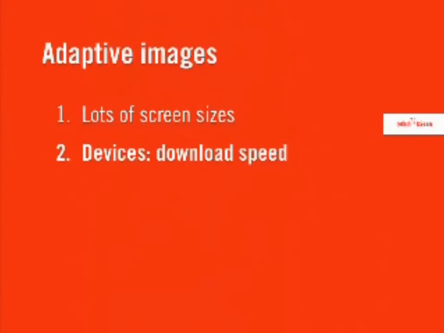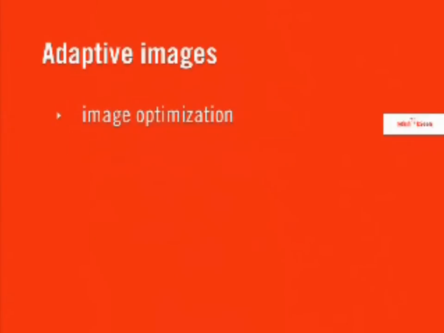But then again, we have all these different devices. All these different devices have different screen sizes, and all these devices also have different download speeds. So you can't force a user to download a 500 kilobyte image on his smartphone when surfing the web on an EDGE connection. That would take a really, really long time, and the user wouldn't end up seeing the image anyway. So a possible solution is just do some image optimization.